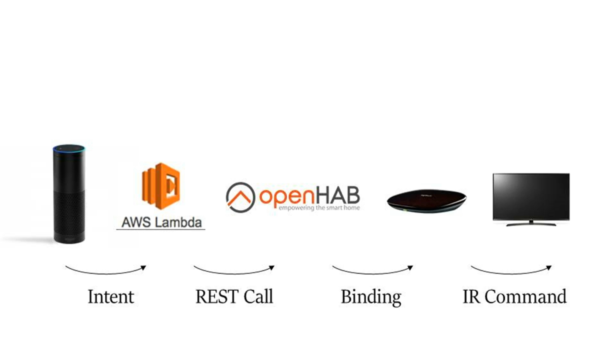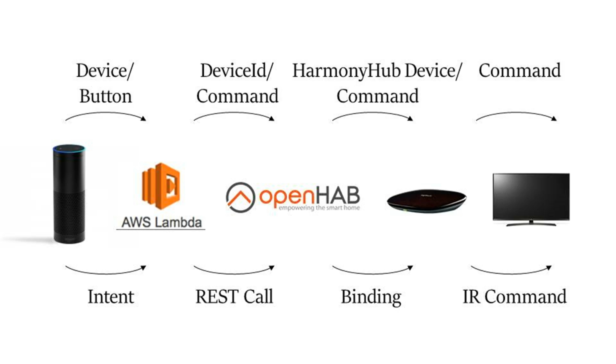And here's the command flow between our components. The Alexa device is generating an intent and is passing that on to our skill handler in AWS Lambda. The skill handler then is generating a REST call and thereby is invoking our web service, which is implemented by OpenHAB. OpenHAB then is invoking the binding that we have registered for our thing, the thing being the Harmony Hub. And the Harmony Hub then is finally invoking the infrared command on the entertainment device.